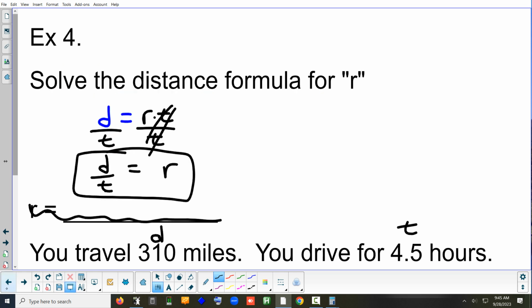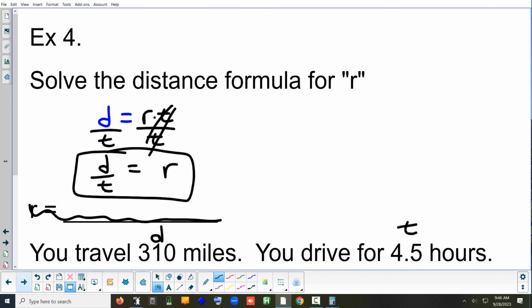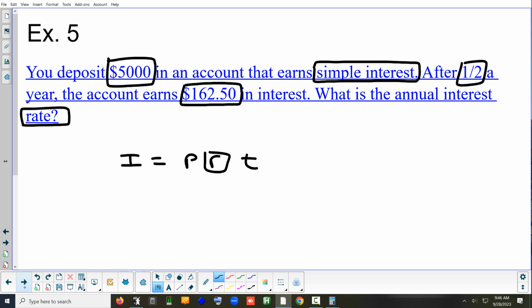So principal, in case I didn't say that here, I should have said that. Principal is basically the amount of money, how much money you put in the bank. So reading this one, what's the amount of money that we put in the bank? 5,000. So there's the principal.